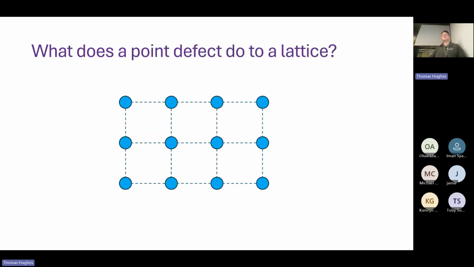So any ideas what a point defect would do to a lattice if we chucked in an extra atom in the middle? What do you think it would do?